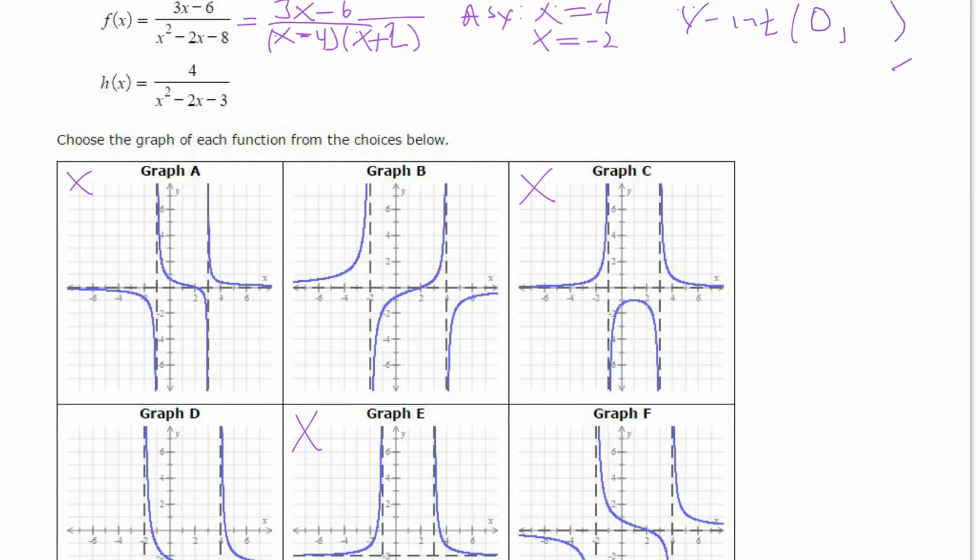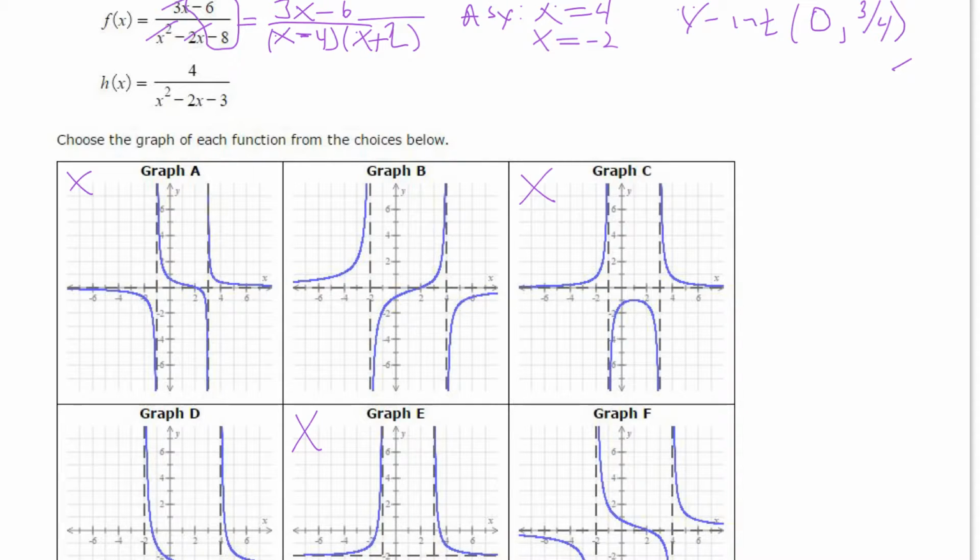If I come to my function over here and plug 0 in for my x's, that's going to take away anything with an x in it. All I'm left with is negative 6 over negative 8. Negative 6 divided by negative 8 simplifies down to 3/4. So I know I have a y-intercept of (0, 3/4).